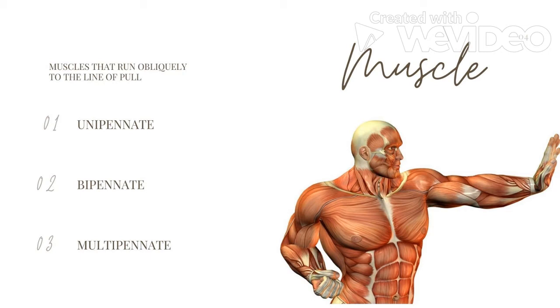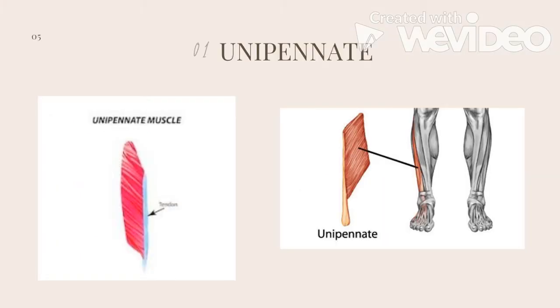On the next slide, you will see what they look like. So first, the unipennate muscles. They have fibers arranged obliquely and inserting into a tendon only on one side, in the manner of a feather. An example of a unipennate muscle is the extensor digitorum longus.